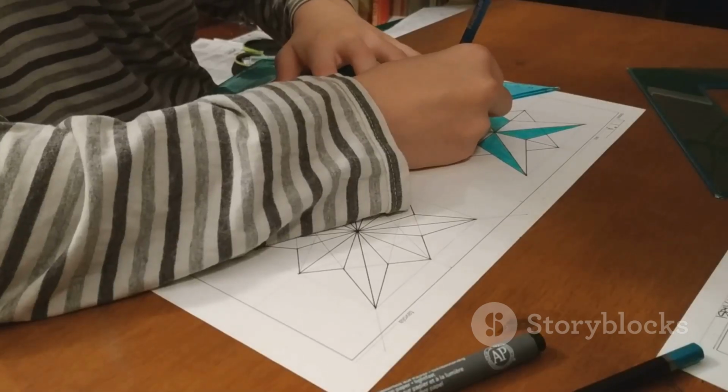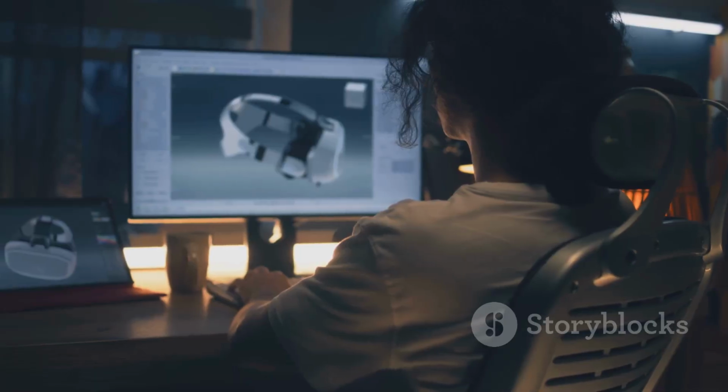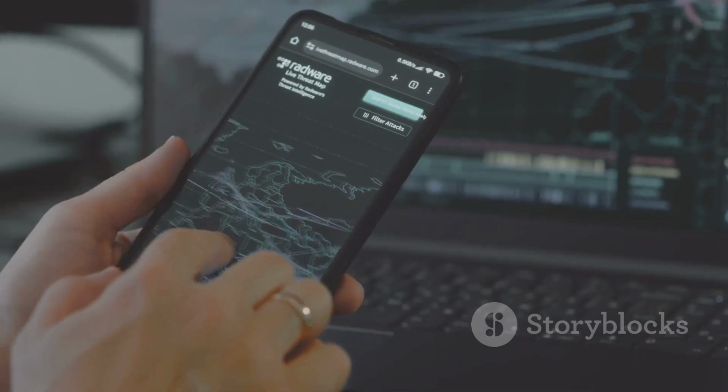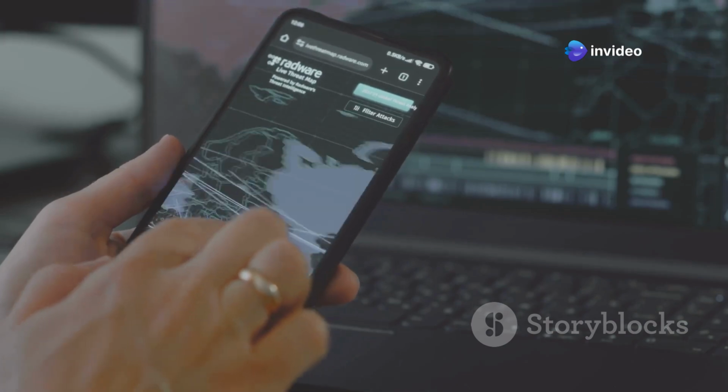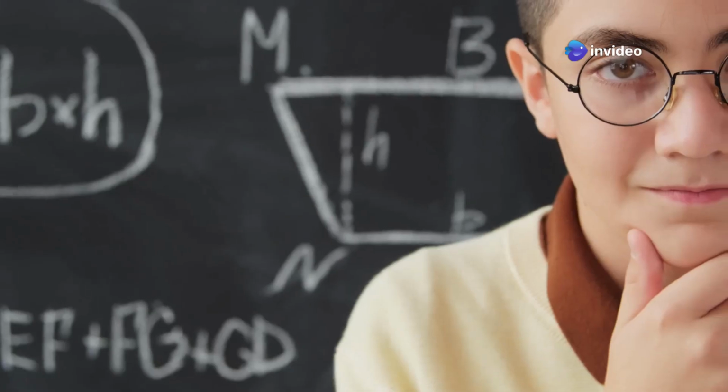Imagine you're trying to explain a drawing to a computer. That's where this magic comes in. It's the secret sauce behind so many things we use every single day. Pretty neat, eh? So, what is it really?